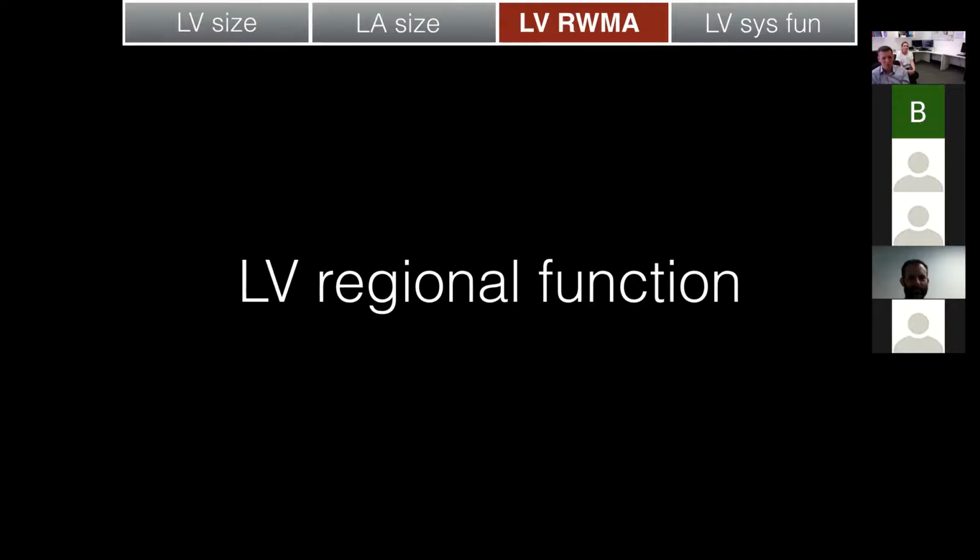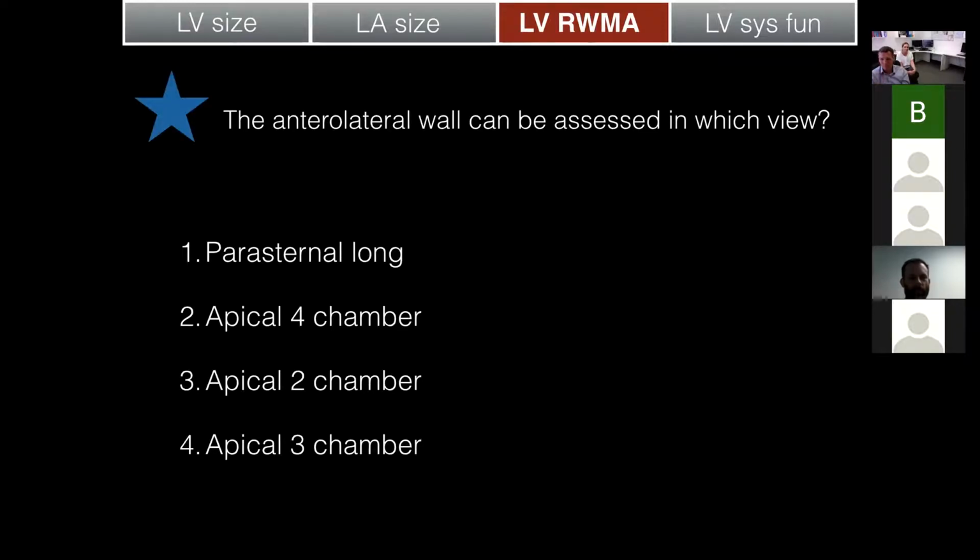Okay, regional wall motion abnormalities. Lewis, the anterolateral rule can be assessed in which view? The 4-chamber. Fair enough. Fantastic. So for those doing the DDU, that is going to be asked to you in your exam at some stage. And it will be asked probably in transesophageal as well as TTE. It's just a nice way of getting people doing it. And as you said it, Lewis, is totally fine.